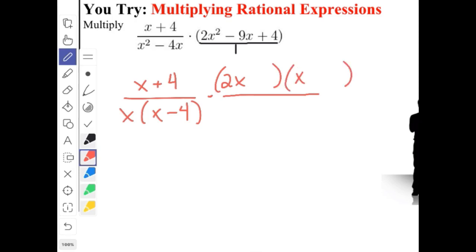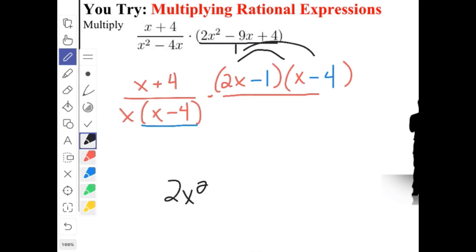Now here's your initial thought. Since I know I'm probably going to be canceling something out with an x minus 4, I'm going to try that first. So if that's negative 4, this has to be negative 1. In order to check this, I'm going to refoil this out. That's going to be 2x squared minus 8x minus x plus 4. These two things are going to give me that negative 9, so I know that that's right.